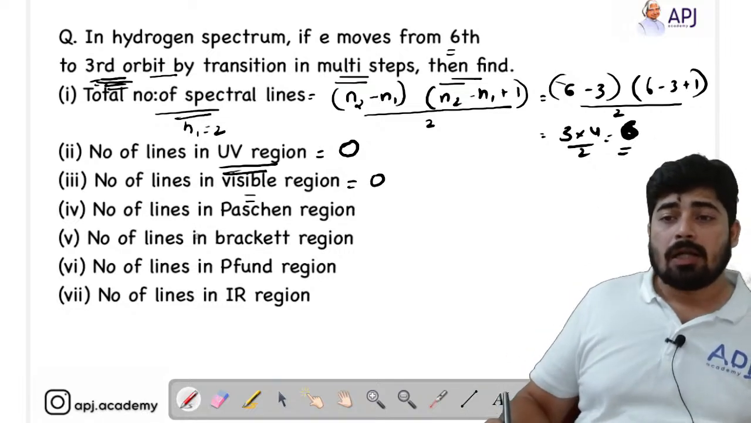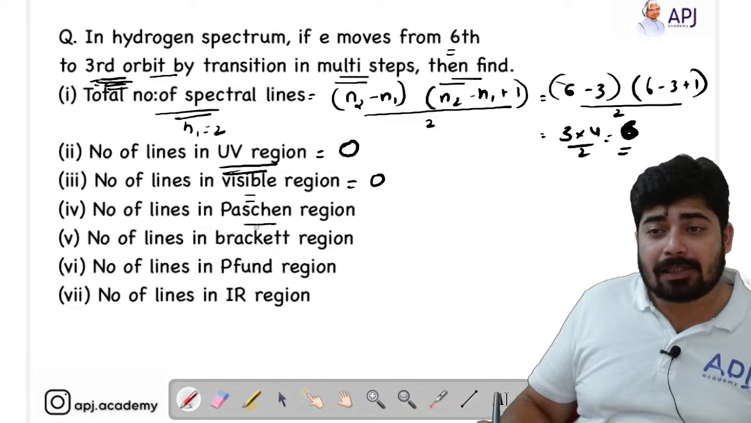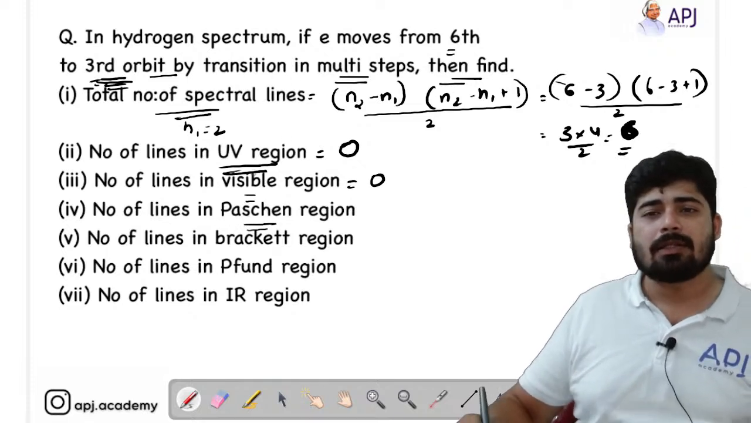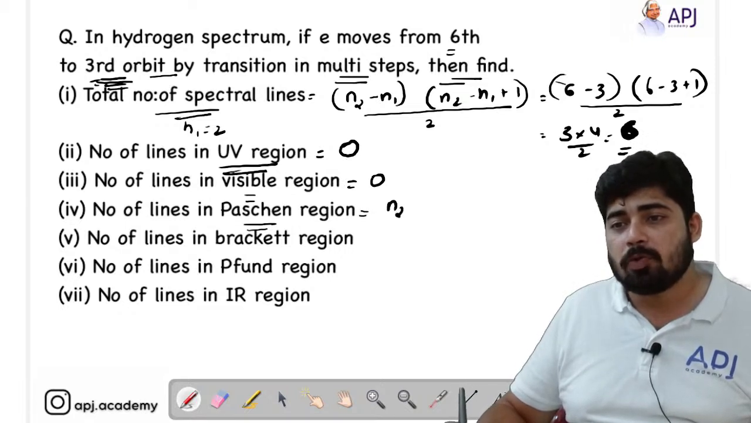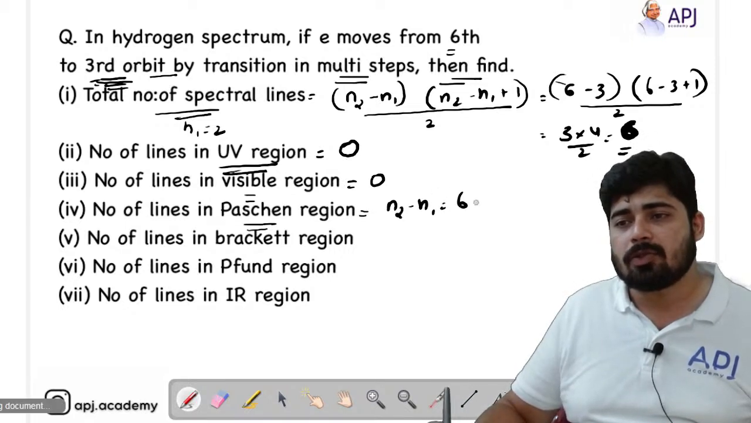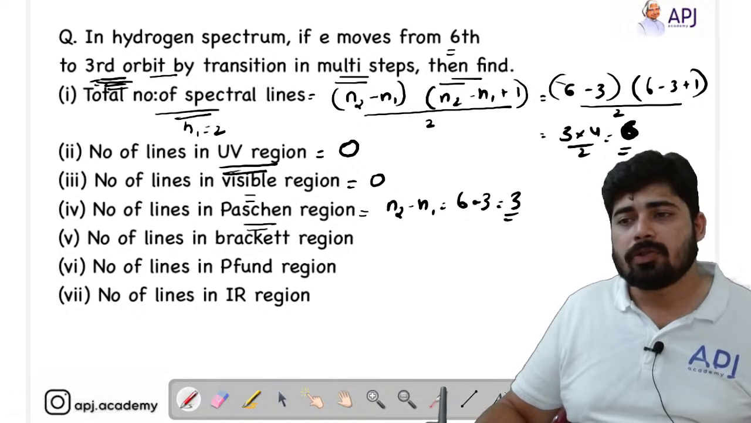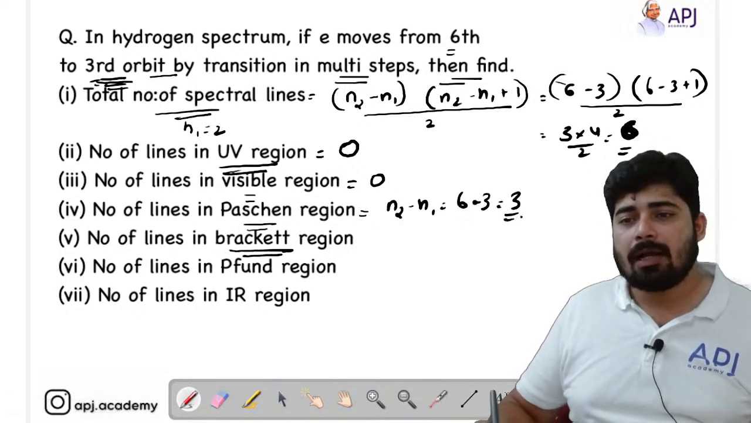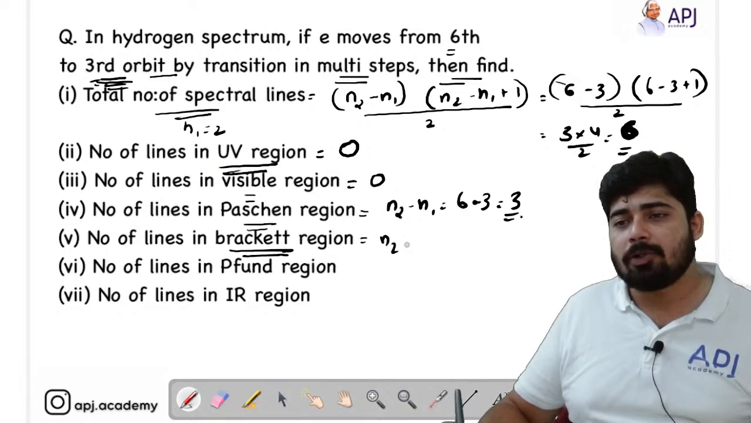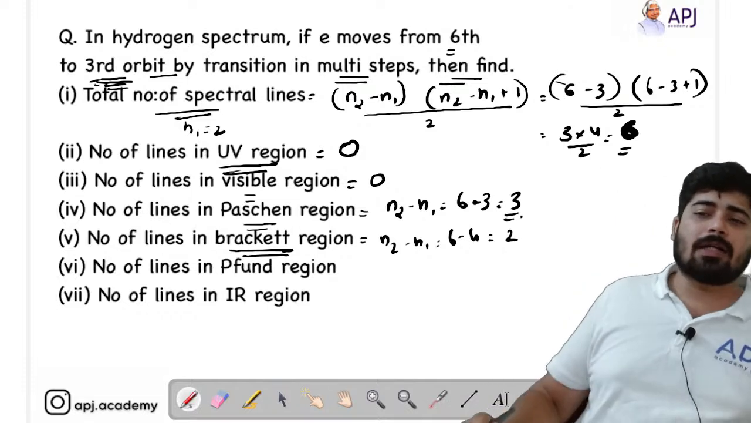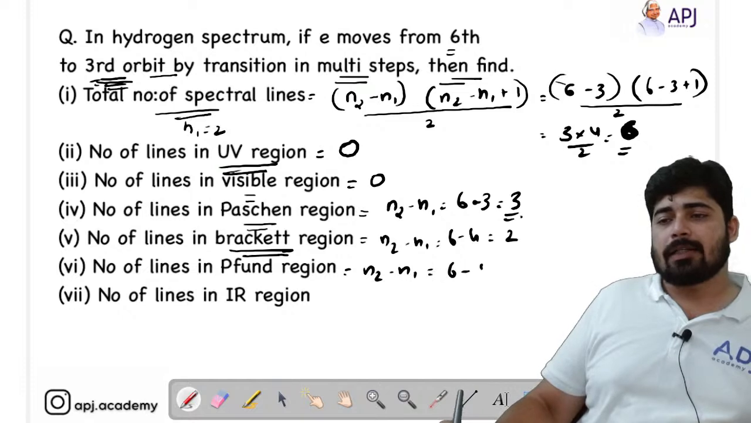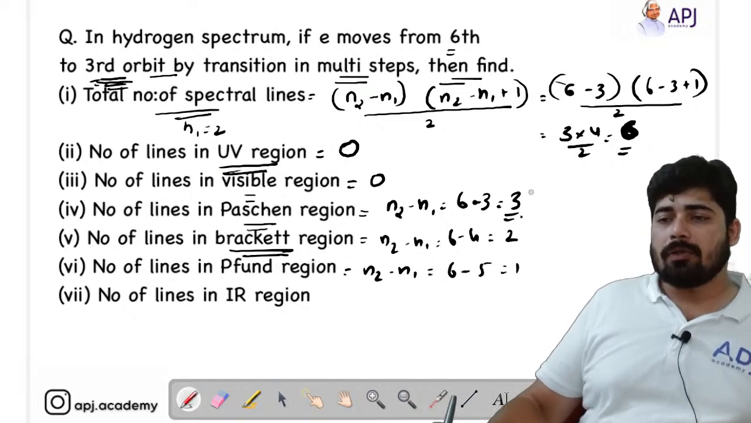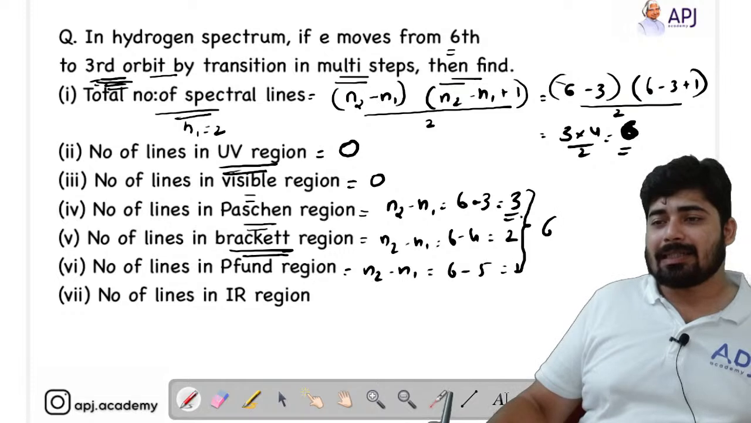0. Now we will move on to the number of lines in the Paschen region. Paschen means the 3rd shell. So we can calculate the number as n2 minus n1. n2 is 6, so 6 minus 3 equals 3. So 3 lines are possible in Paschen. And the number of lines in the Brackett region, again n2 minus n1, that is 6 minus 4, equal to 2. For Brackett, n1 is equal to 4. And for Pfund, n2 minus n1, that is 6 minus 5 equals 1. So in total we got 3 plus 2 plus 1, 6 lines.